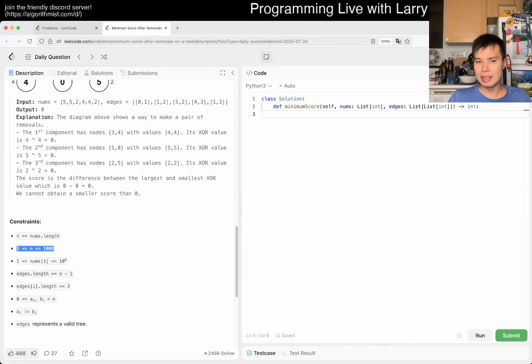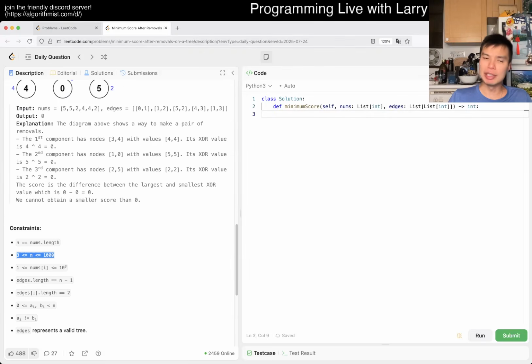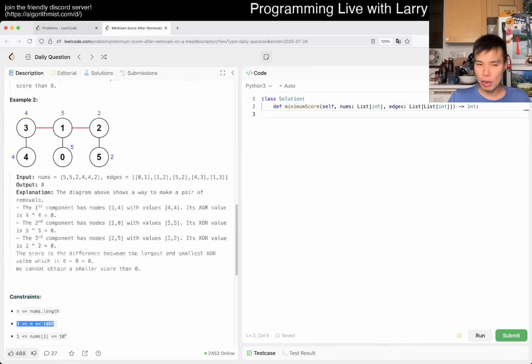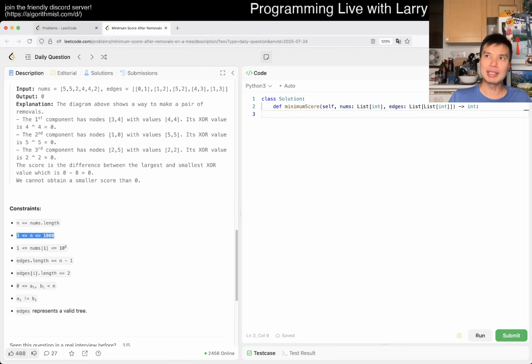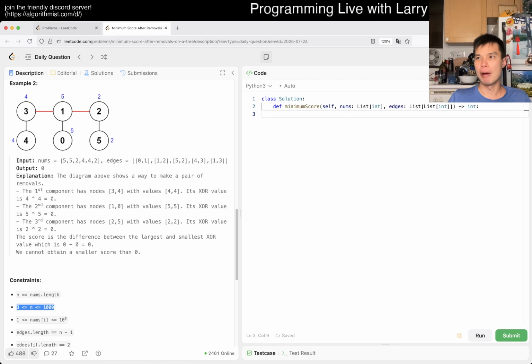N up to 1,000 is interesting in that there are n minus 1 edges. If you want to remove a pair of edges, it's going to be n squared, where n is the number of nodes and also the number of edges. So that means you can enumerate removing any pair of edges, which creates this, right?